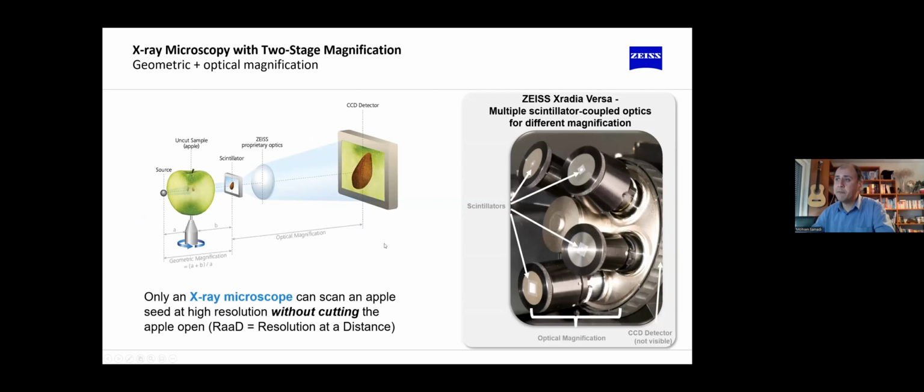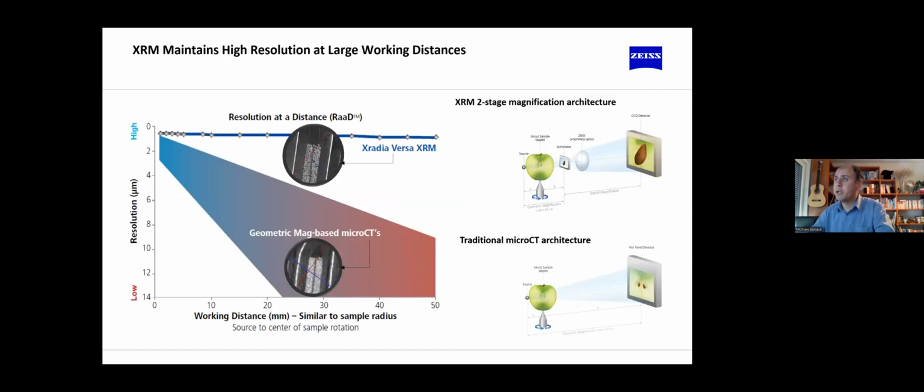However, in the Versa family, it's possible to have dual stage magnification, which means that the geometrical magnification is combined with optical magnification after a scintillation step, which means converting X-rays to visible light with really high quality. Like that, the high resolution is maintained across a wide range of sample dimensions.